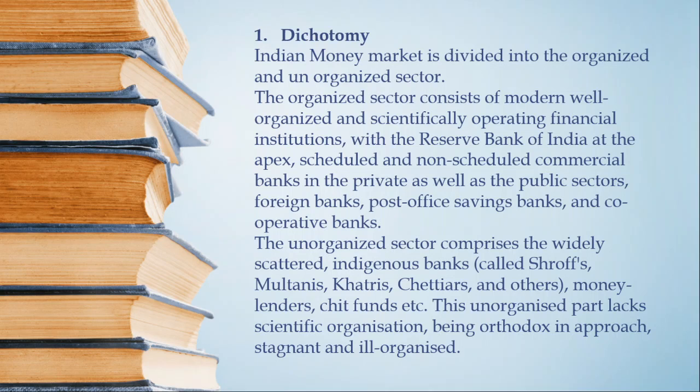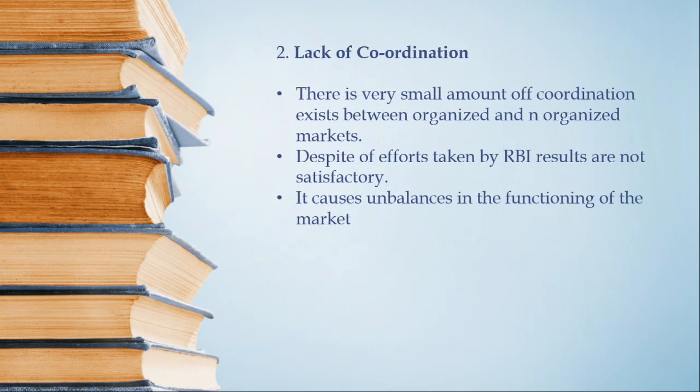This unorganized sector lacks scientific organization, being orthodox in approach, stagnant and ill organized. See, whenever there is disorganization in the system, there is a loophole, a fraudulent way of trading takes place, and this could cause big harm to the money market. So this kind of dichotomy, this kind of double standard marketing takes place, and this is why the money market is lagging behind the standard markets around the world. Okay, so this was the dichotomy in the market.